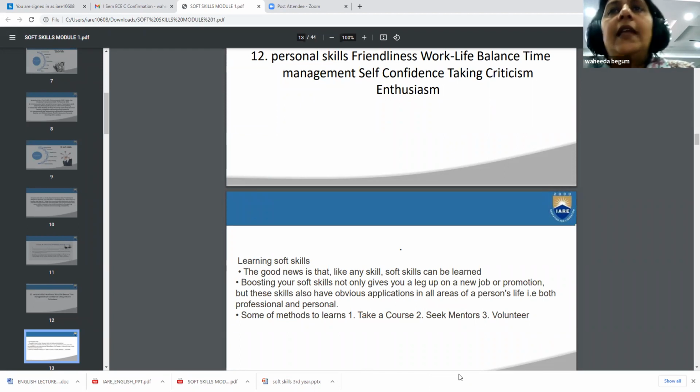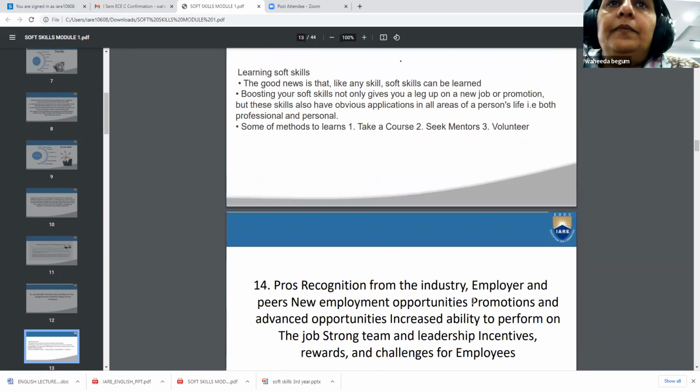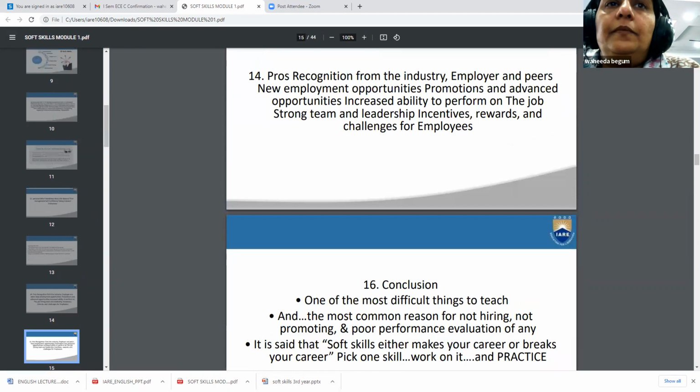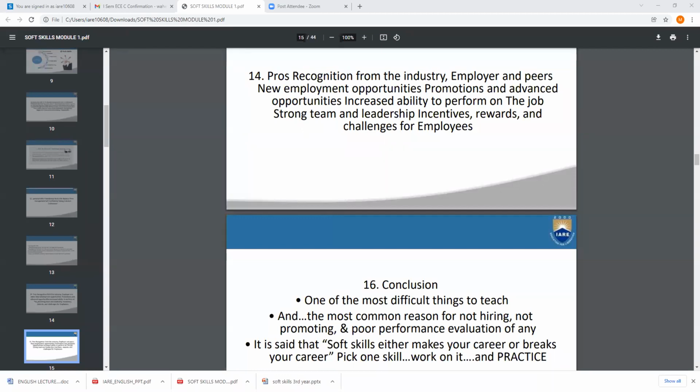of personal life, that is both personal as well as professional life. You can show the difference, that time management, flexibility.